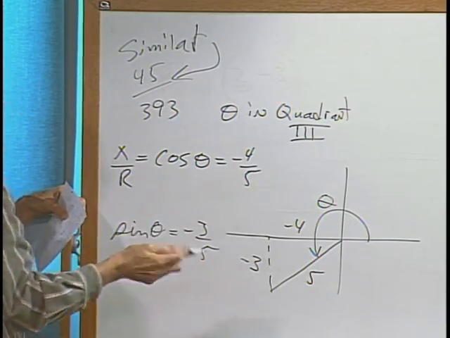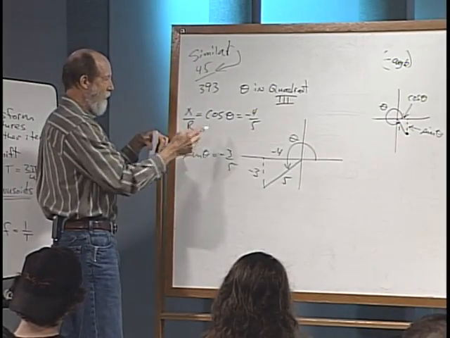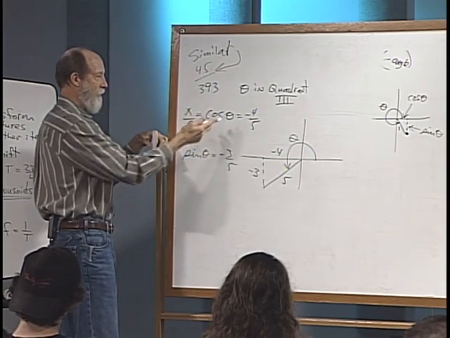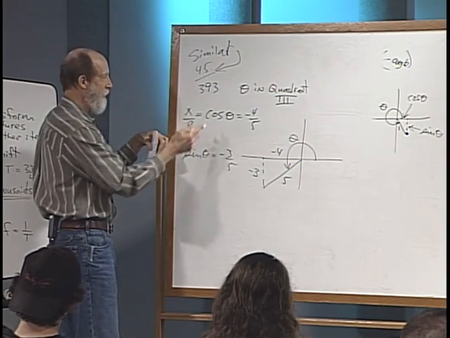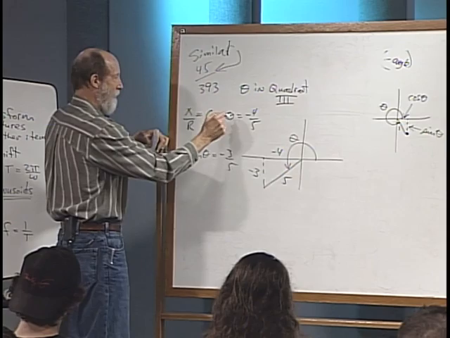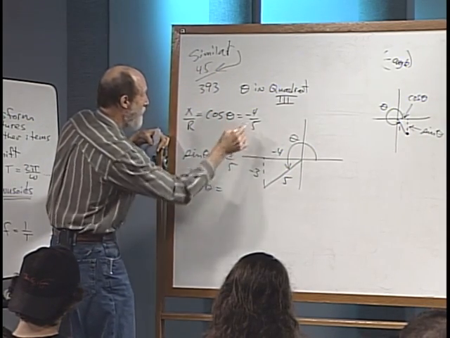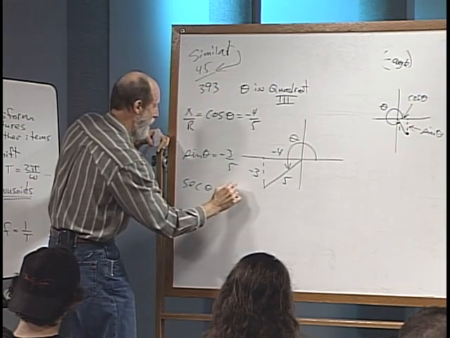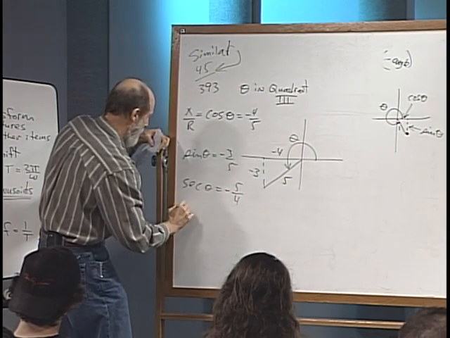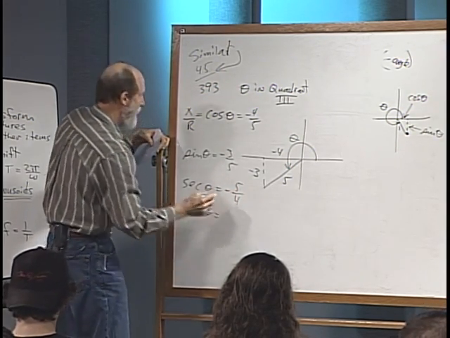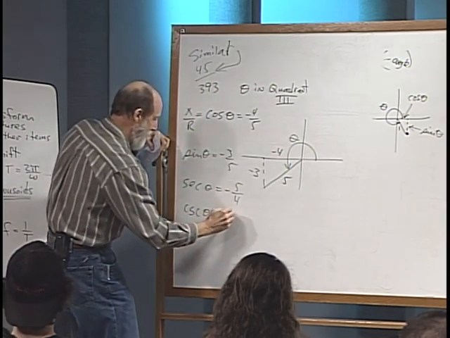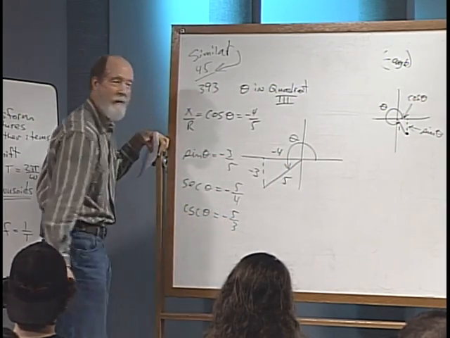Without doing any more math, hardly, what other two ratios can you get from these two? The secant and the cosecant. Perfect. The secant is the reciprocal of the cosine, so your secant of theta you'll be done with by just taking the reciprocal of that, minus 5/4. And your cosecant of that angle is going to be the reciprocal of the sine, minus 5/3.